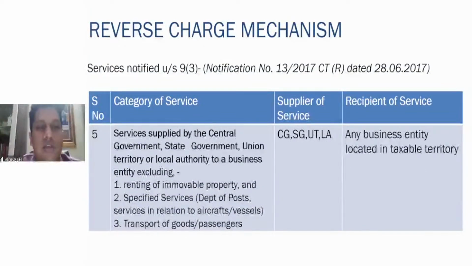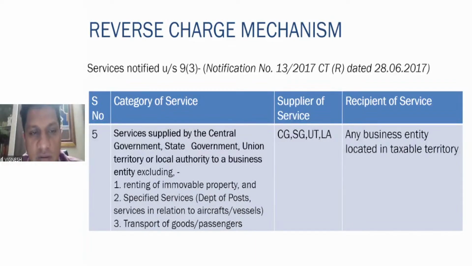Next one, the services supplied by the central government, state government, union territory, or local authority to a business entity, excluding a few services. Here, the supplier of service will be either the central government, state government, union territory, or local authority. Either of these four will be the supplier of service. The recipient of service shall be the business entity located in the taxable territory.